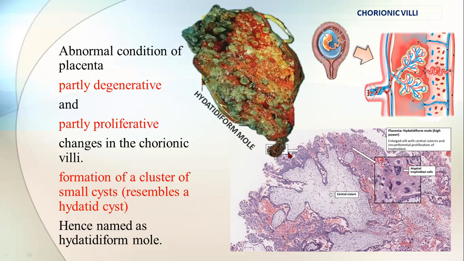See, this is the abnormal placenta, that is, hydatidiform mole with grape-like vesicles. These are the small grape-like vesicles which contain gelatinous fluid.